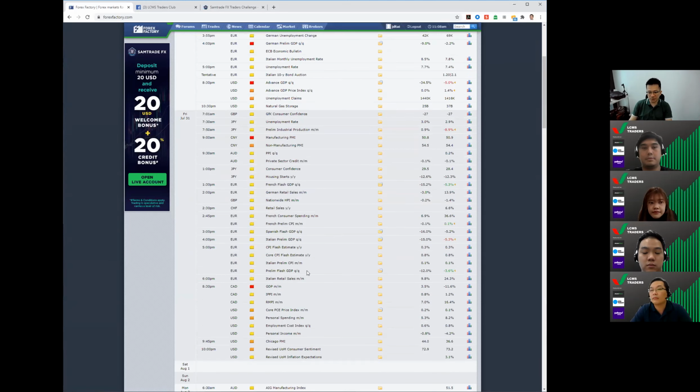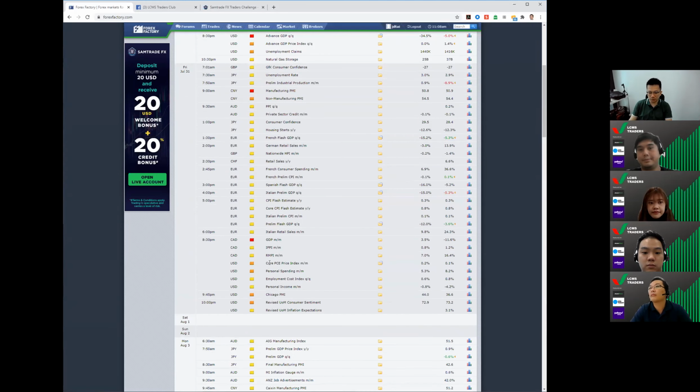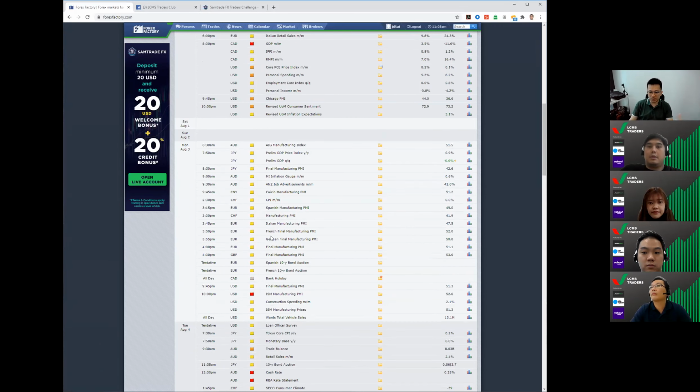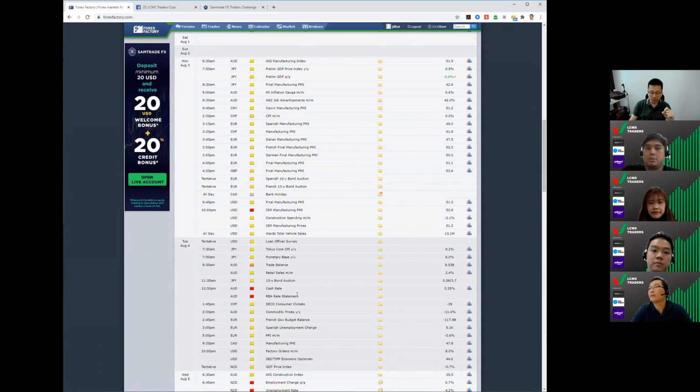Tomorrow, nothing much. Again, we have Canadian, which we will talk about tomorrow. Because we're approaching the end of the week, let's look at what's going to happen next week. We have some manufacturing PMI numbers. We have the Aussie cash rate and rate statement happening next Tuesday. So make sure you turn up.